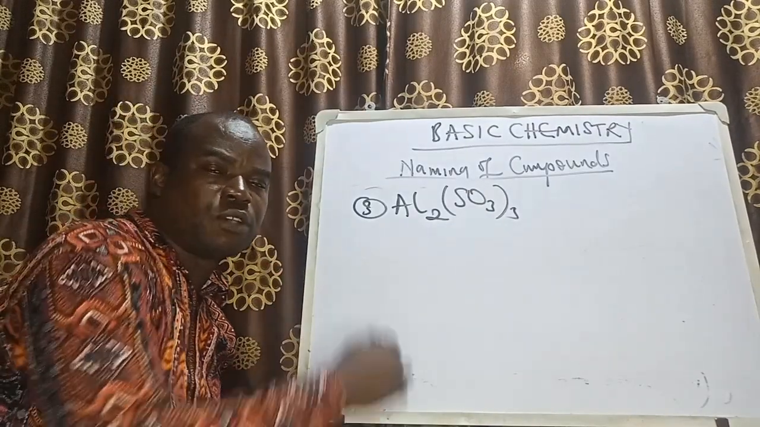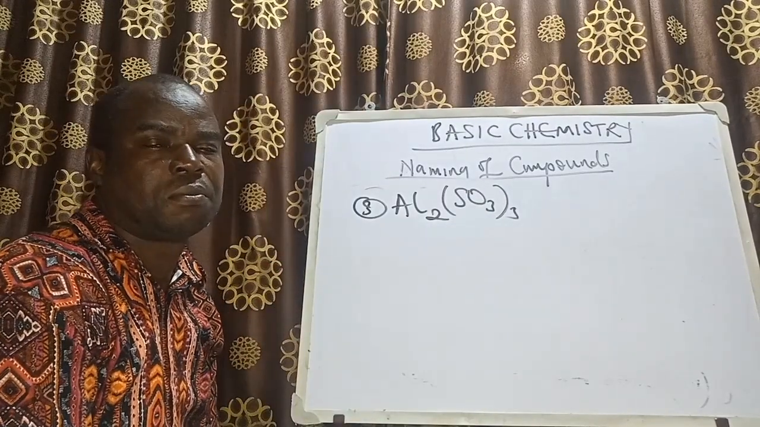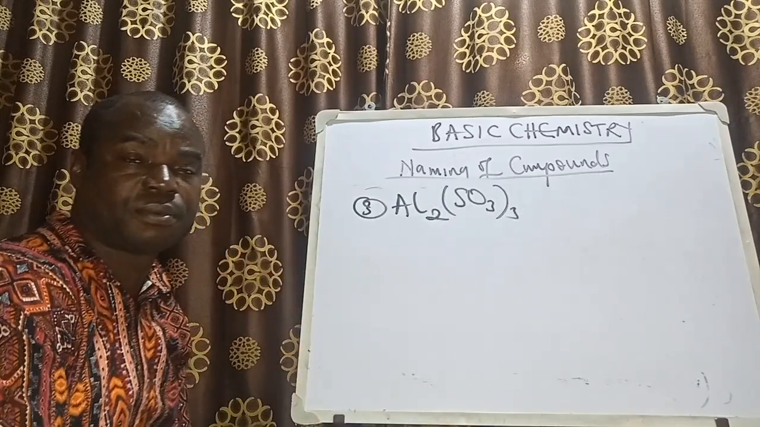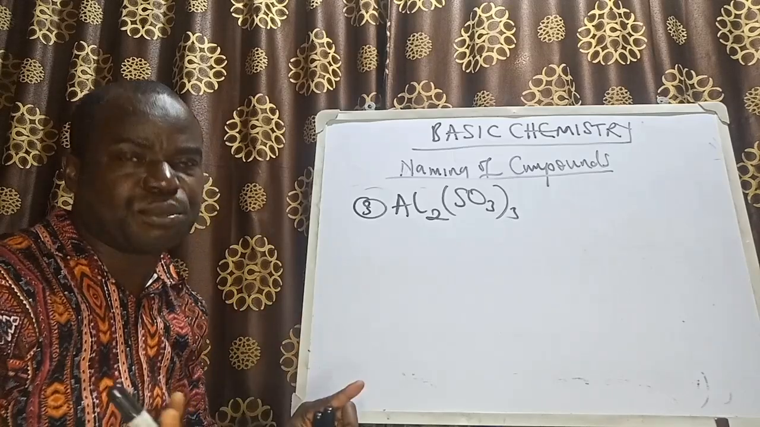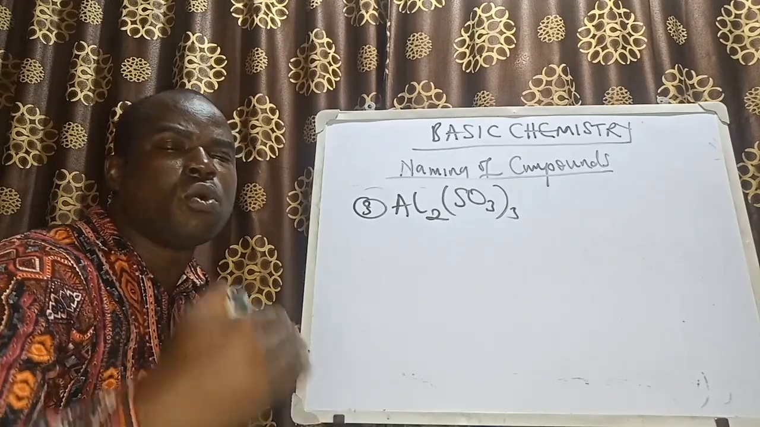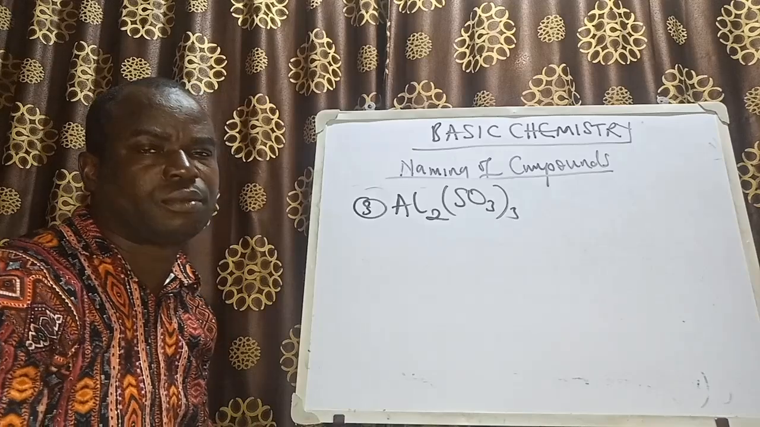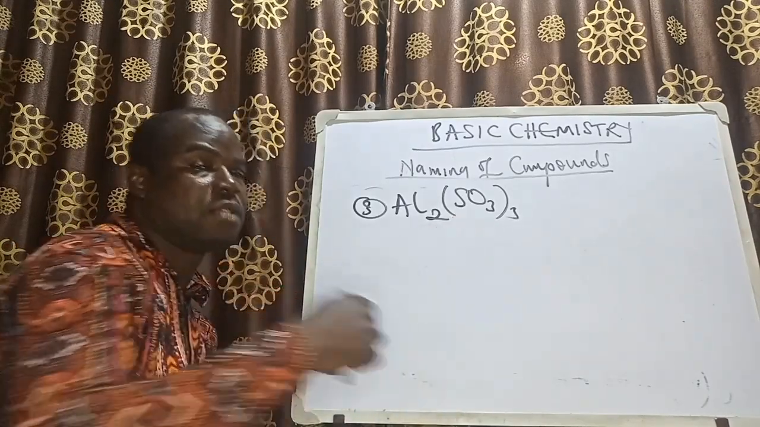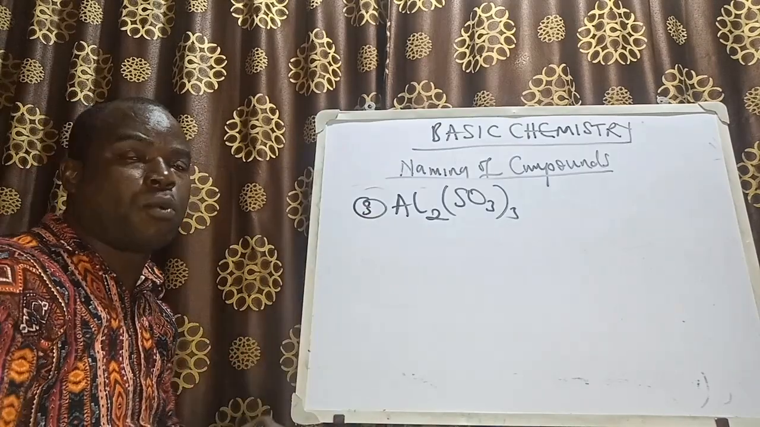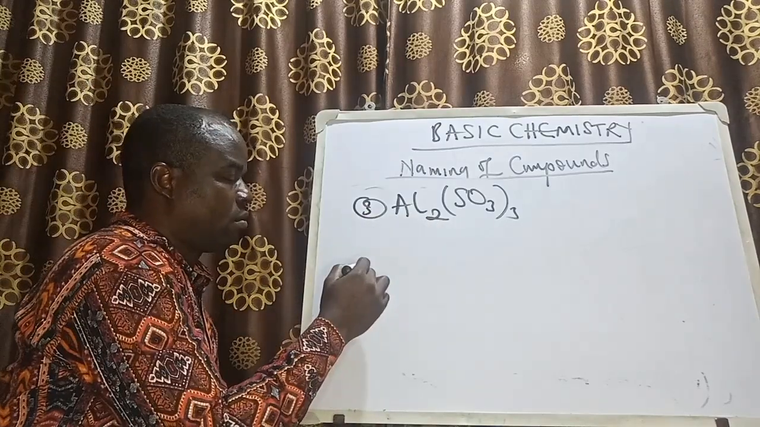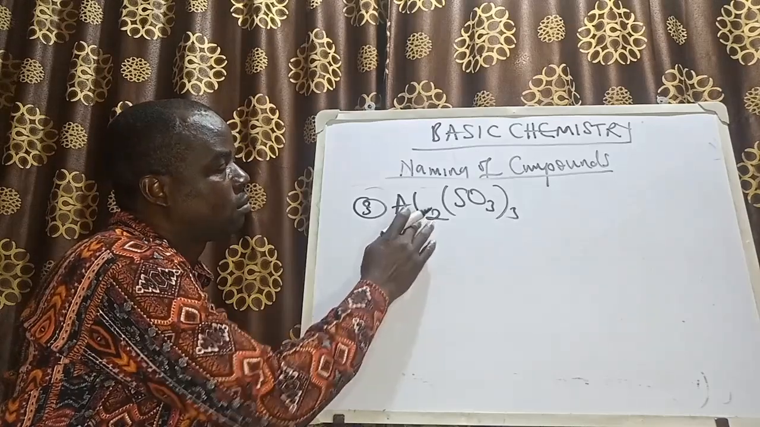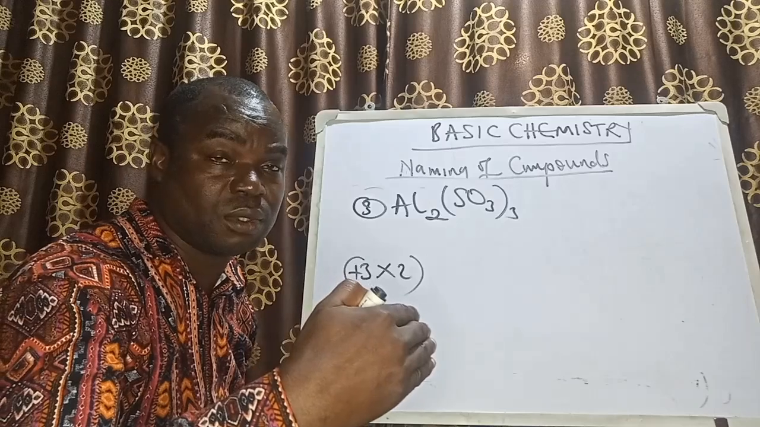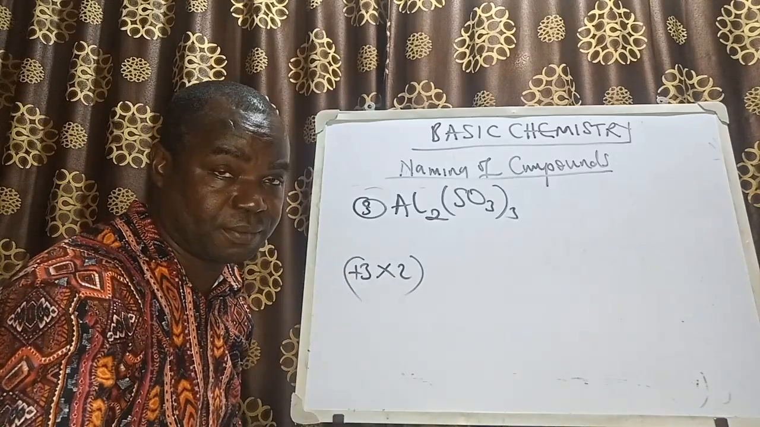If you are given this to pronounce, what will you do? You notice that there is something there, right? There is something in a bracket. If you want to do it, it is very simple. We will locate the middle element as usual. Our middle element is what? Sulfur, right? Let's solve it. So the first element is aluminium. Now we have 3 times 2. That's plus 3 because aluminium has an oxidation number of plus 3.